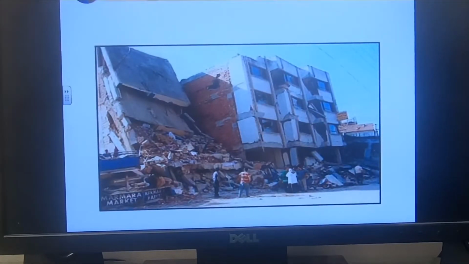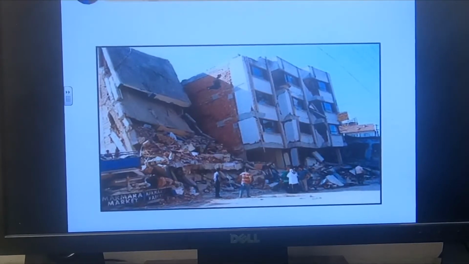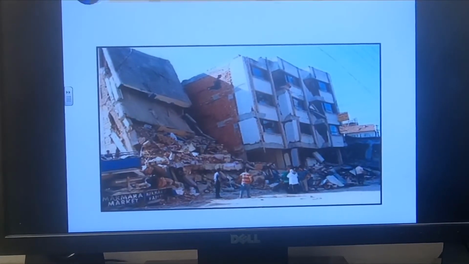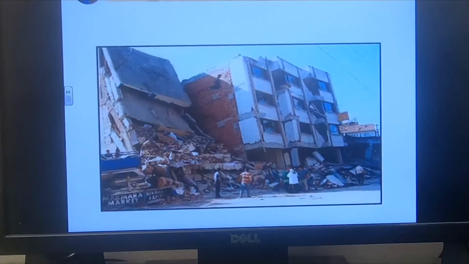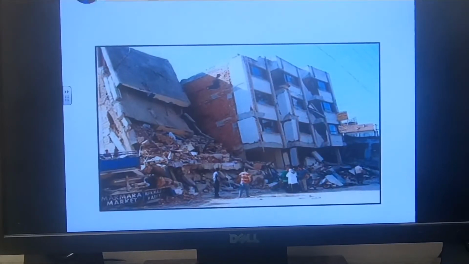So, for example, this is an earthquake that happened in Indonesia. So what you see here is two buildings. The one on the left has completely come down. The one on the right is still standing, even though it's damaged beyond repair. It would need to be bulldozed and rebuilt.